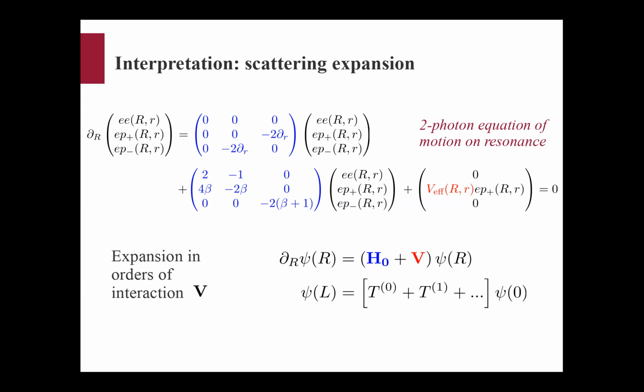So we have the field that hasn't scattered at all. We have the wave function components that have scattered once, those that scattered twice, three times, and so on. And in fact, by comparing with exact numerics, we see that the first-order approximation, retaining just the zeroth-order and first-order terms, gives an excellent approximation to the exact dynamics.